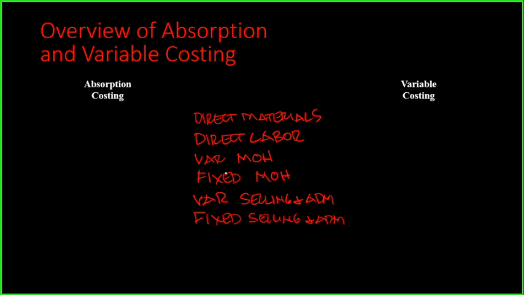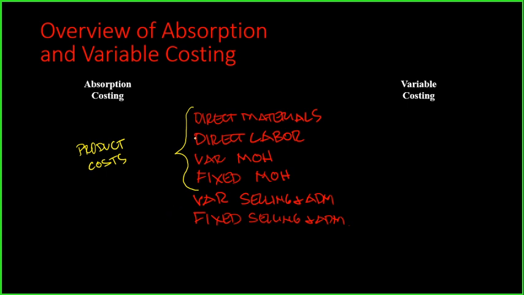Okay? When we talk about absorption costing, all your manufacturing costs, your direct materials, direct labor, variable manufacturing overhead, and fixed manufacturing overhead, they are treated as product cost. Ayan. And product costs, well, na-discuss na natin to, no? Product costs are cost of the product.